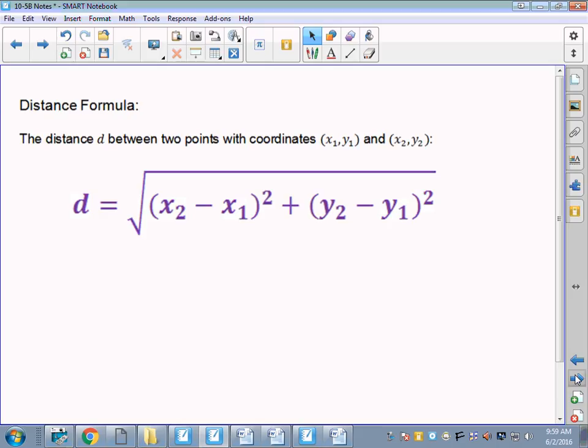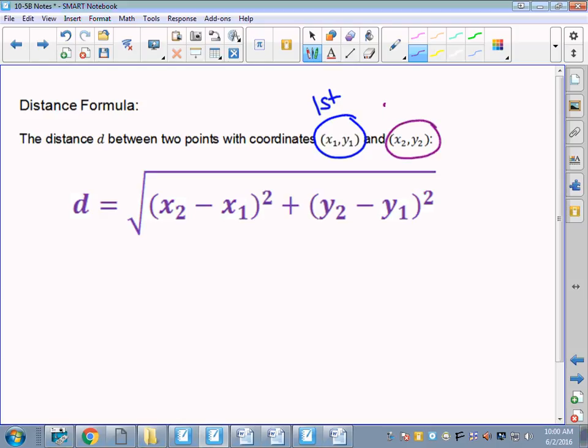In parentheses, I'm going to subtract x's, x2 minus x1, and square it. Plus, in the second parentheses, I'm going to subtract the y's, y2 minus y1, and square it. Notice the x1s and x2s and y1s and y2s come from the actual ordered pairs. My first point will be x1 and y1. It's an x and a y from my first point. My second point will be x2 and y2 because it's the x and y from my second point. So just watch those, label them. That's where people make mistakes, is they get in a hurry and they get sloppy. So just be careful on that.